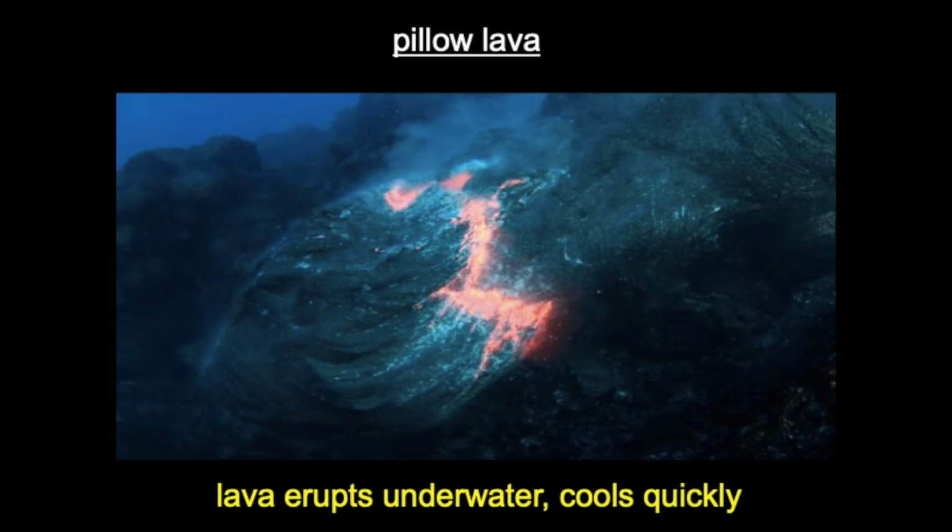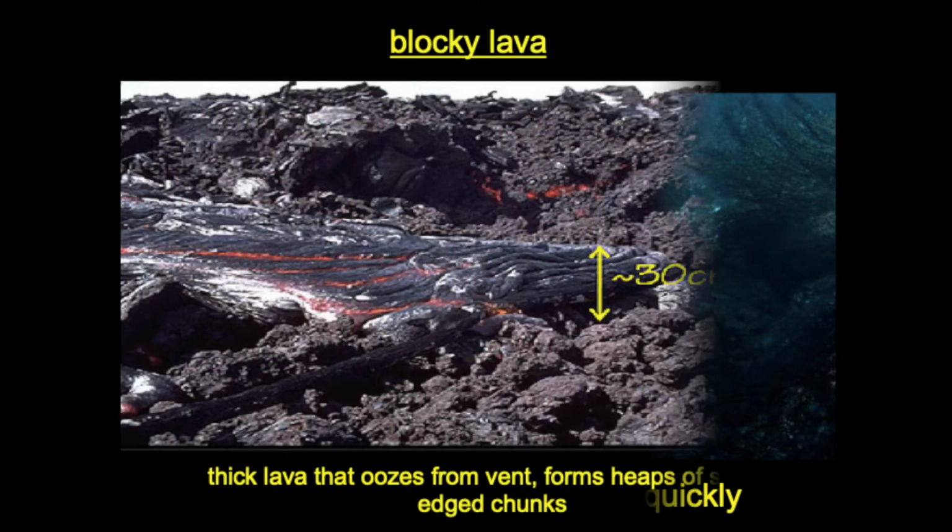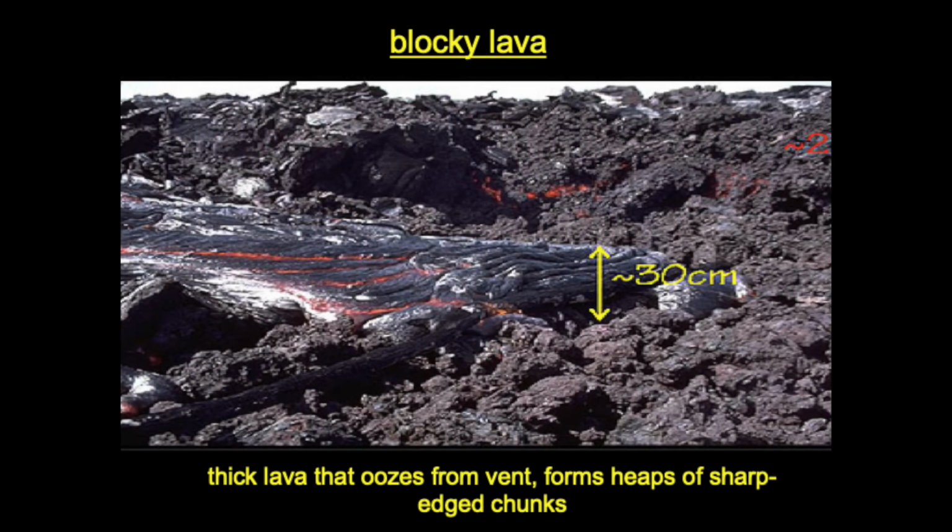Another type of lava is a lava that is formed underneath the water, and this is called pillow lava. And as we have pillow lava that looks like pillows, we also have blocky lava that's literally blocky. It's thick lava that oozes from the vent and forms heaps of sharp-edged, chunked lava.